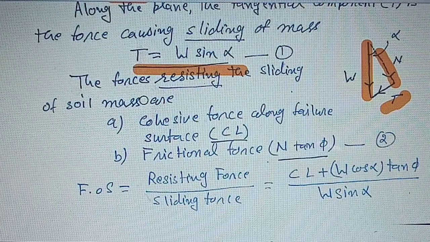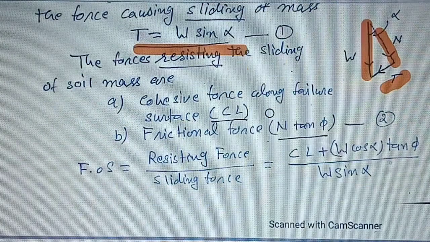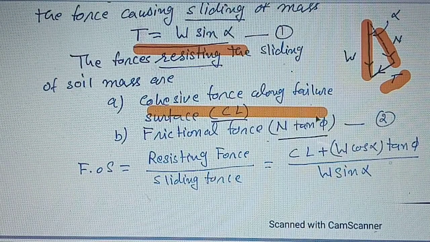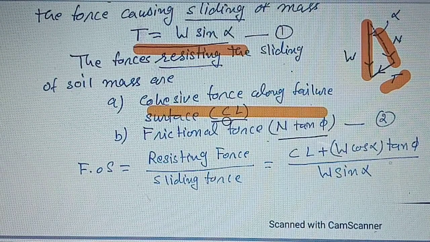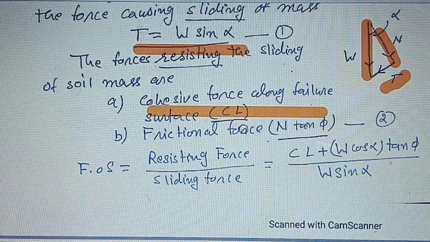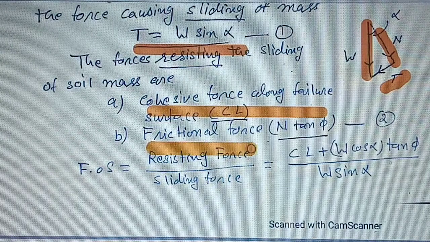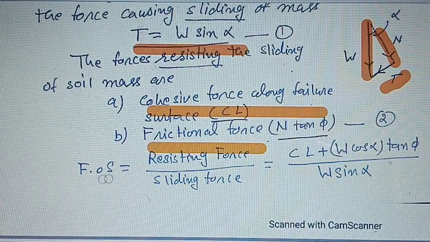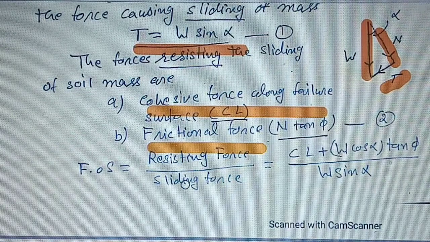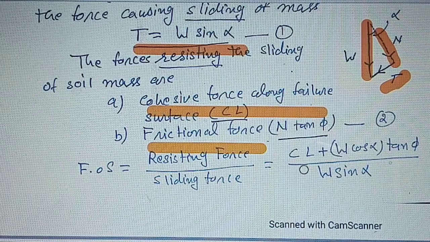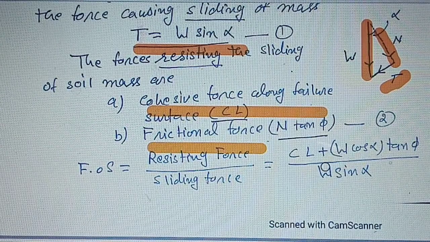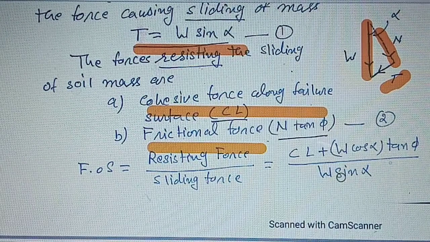Further, the forces resisting the sliding of soil mass are: first is cohesive force along failure surface, that is CL, where C is cohesion and L is the length of slip plane, and second is frictional force. So we can determine the factor of safety by dividing resisting force by the sliding force. Resisting force CL plus W cos alpha into tangent phi, divided by W sin alpha.